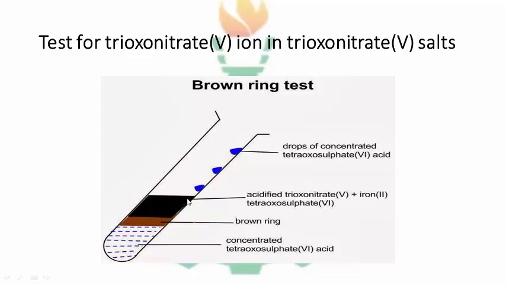Now the first layer contains the mixture of the trioxonitrate 5 salt and the iron 2 tetrasulfate 6 salt, and the other layer contains the concentrated tetrasulfate 6 acid. Now the two layers are separated by a layer of a brown ring.